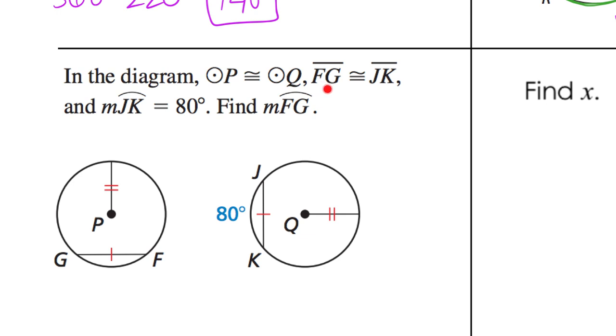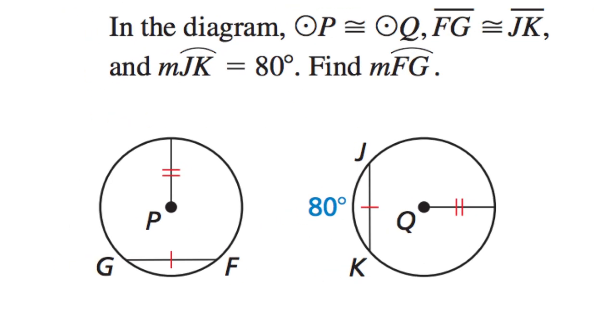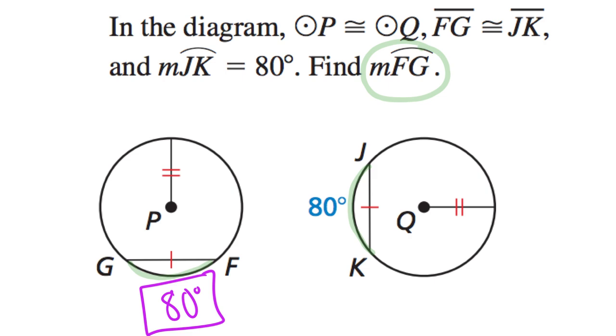And then they're also telling us that FG is congruent to JK. So those are chords. Since those are both congruent chords, we can use what we know about congruent arcs. So they want us to find the measure of arc FG. So FG is right here. Well, that would have to be exactly the same as the measure of arc JK, because both of those arcs are created by this chord right here, and this chord is congruent in both circles. So that would also have to be 80 degrees.